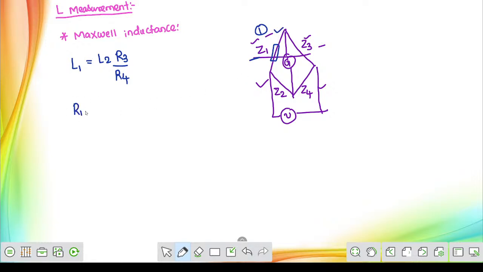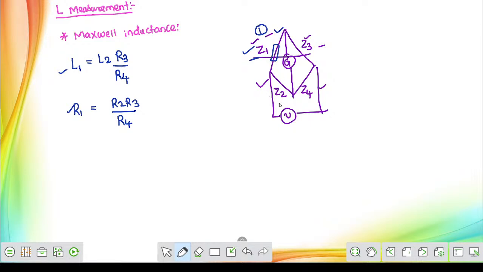Similarly, how to measure the value of unknown resistance in bridge 1? The unknown resistance is the product of R2 and R3, the bridge 2 resistance and bridge 3 resistance, divided by the bridge 4 resistance. So what I am saying is, impedance Z1 is the combination of inductance L1 and R1. All other branches will be given in the exam.